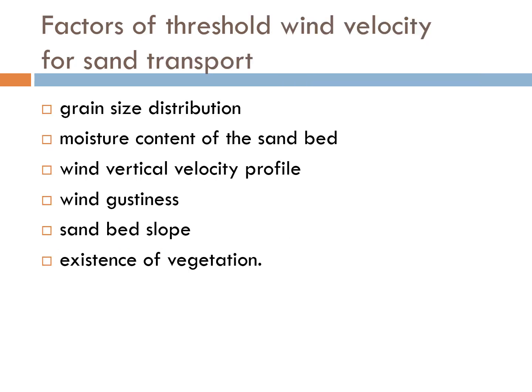The threshold of wind velocity on sand transport is limited by grain size distribution, by moisture content on the sand bed, wind vertical velocity profile, wind speed or gustiness, sand bed slope, and the existence of vegetation.